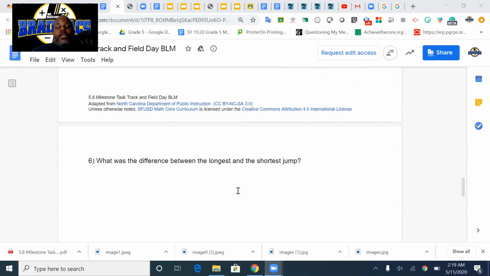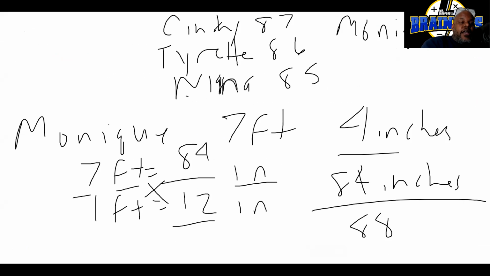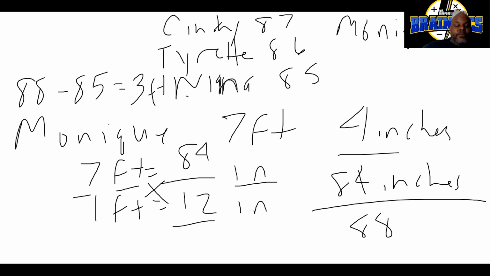What's the difference between the longest and the shortest jump? Well, Monique has the longest jump of 88, and Nina has the shortest jump of 85. So let's do the math. 88 minus 85 equals what? 3 feet. Sorry, 3 inches.